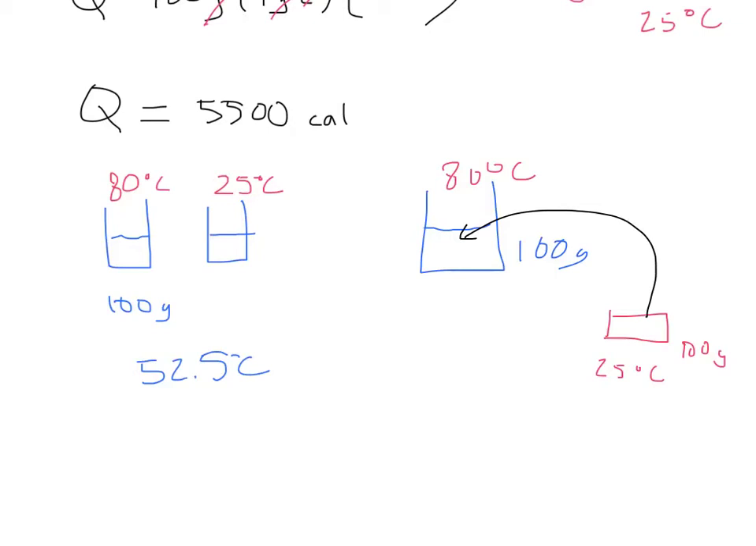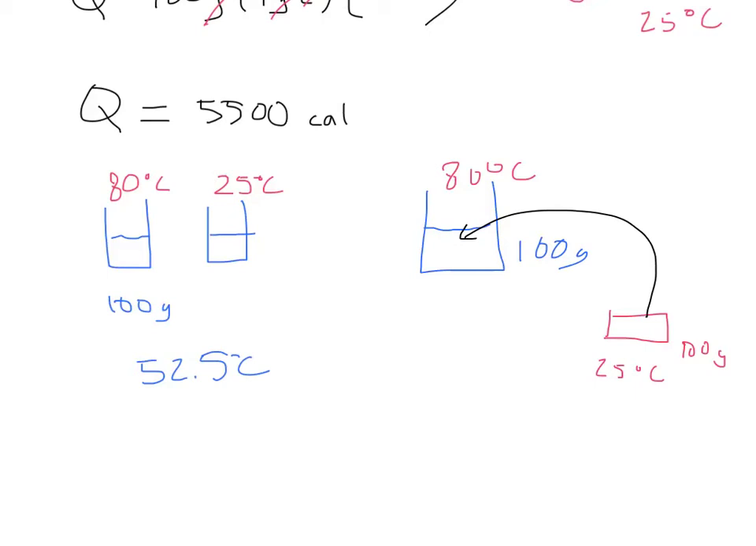Okay, we know it's going to be somewhere between 80 degrees and 25 degrees. Can we all agree? Good. So if we can all agree that it's between 80 and 25, the temperature of the metal will rise and the temperature of the water will lower. Now let's look at the specific heats, because we're dealing with two different specific heats now.